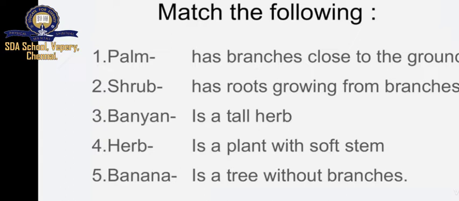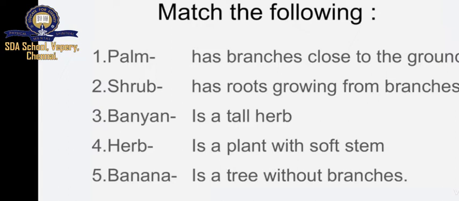Herb is a plant with soft stem. Fifth one, banana. Banana is a tall herb. So I taught you how to do this, and you have to write down in your notebook and match it. Match it means you have to number the sentences. For palm, the answer is a tree without branches. You have to write one near that sentence. Like that you have to match it, take a picture of that and post it in the group after doing it.